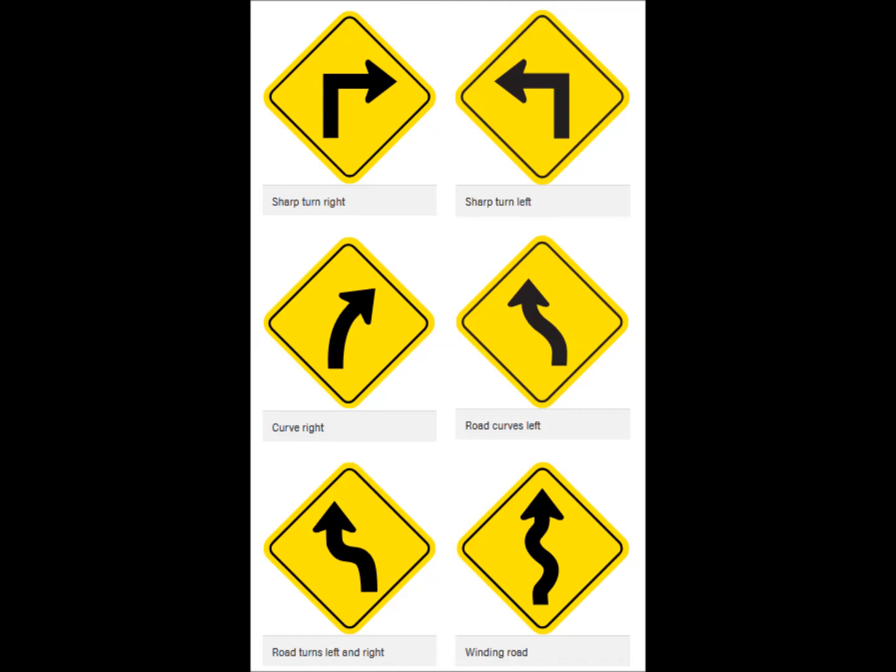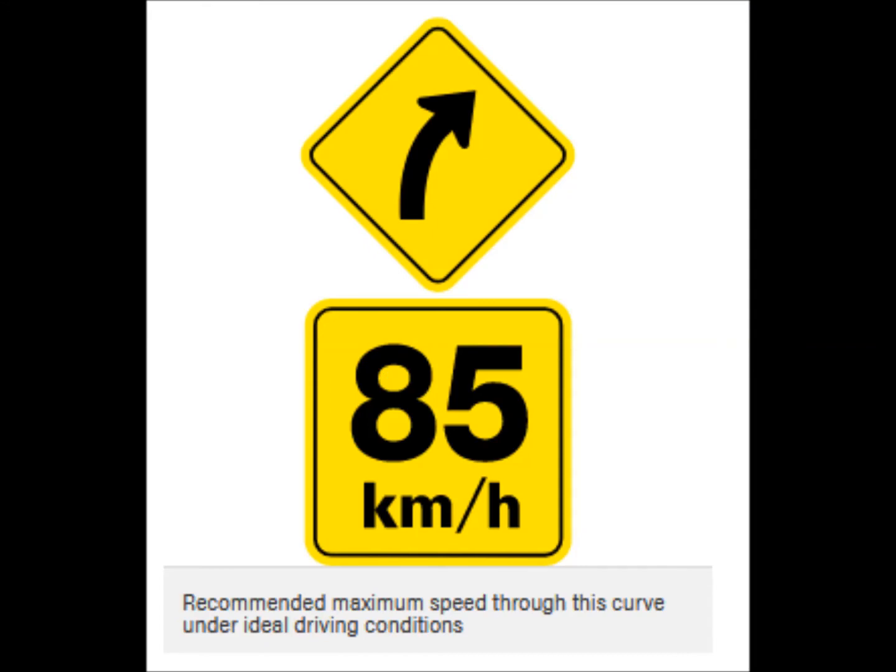Road turns left/right. Image description. A yellow diamond with a black outline, a black arrow going up, then curving to the right, to the left, to the right again, and going on straight. Winding road.